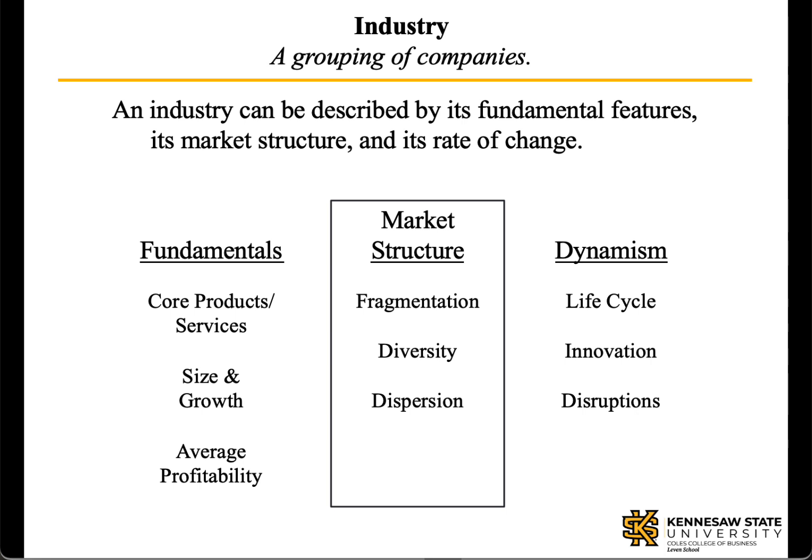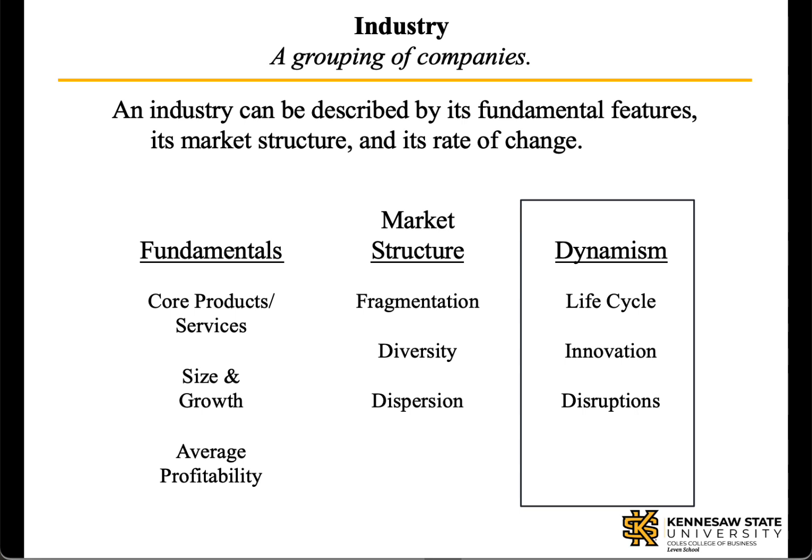Market structure describes how firms interact with one another. Three basic elements of market structure are fragmentation, or the degree to which market share is divided up among many firms, or if a limited number of powerful firms dominate the industry; the industry's diversity, or the degree of similarity or dissimilarity of the products, services, and business activities of the firms in the industry; and dispersion, which observes if firms are clustered together or spread across geographies. Dynamism observes the rate of change in an industry, including its position in a life cycle, the amount of innovation occurring by its firms, and the possibility of competitive or product disruptions.